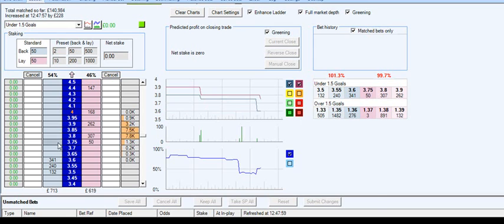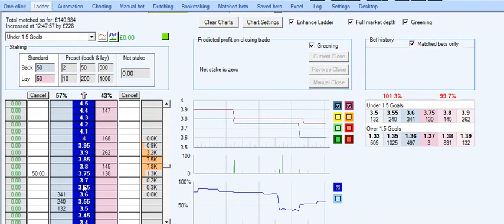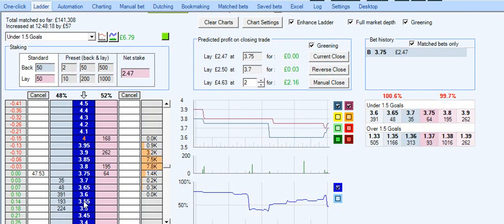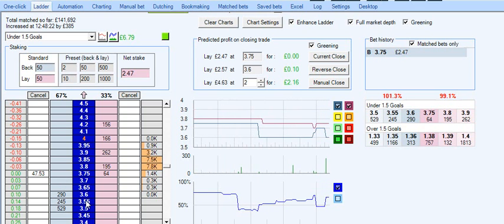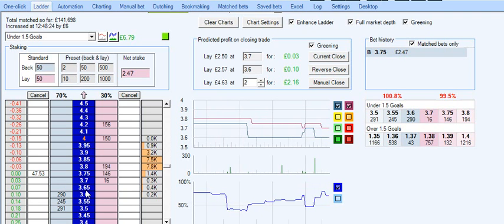As you can see, we're trying to submit. The game's gone in play. Submit our price at 3.75 and wait for that to be matched. As you can see, there are gaps sort of below 3.7, 3.65. So once we get matched, we can then instantly submit our lay straight in on the other side of the ladder.